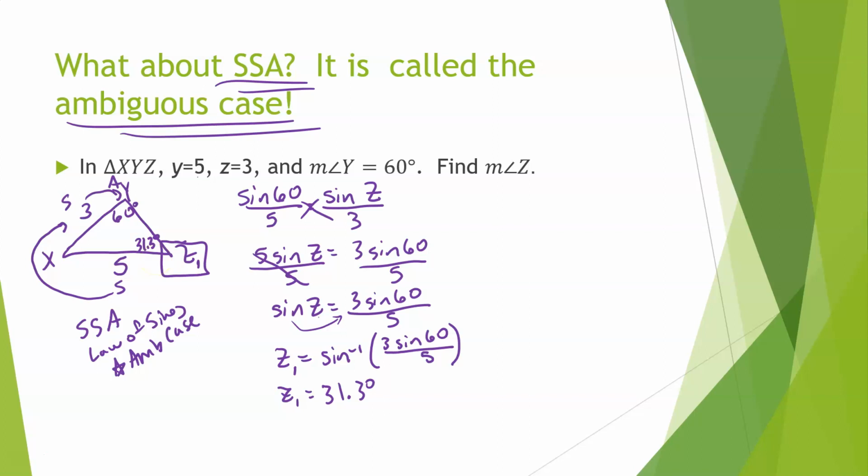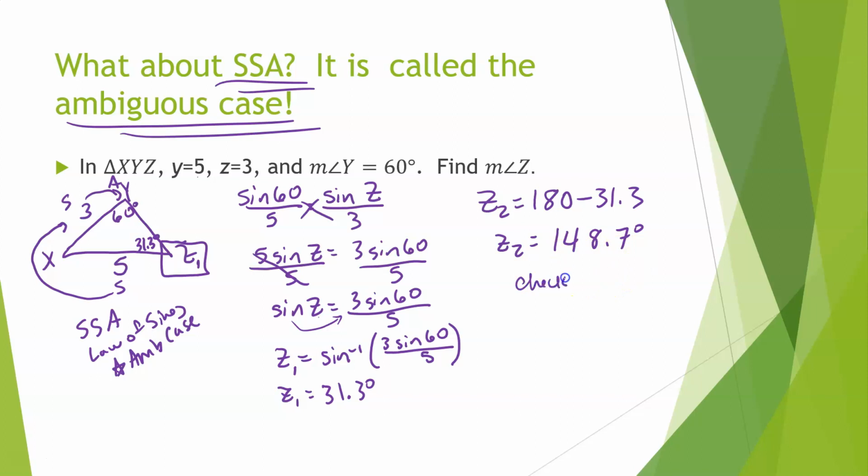So that is my situation where it is an acute triangle. But now to find the second option for Z, I would take 180 minus that 31.3. And so if a second triangle exists, it would have to have a measure of 148.7 degrees. So the obtuse angle measurement would be 148.7.